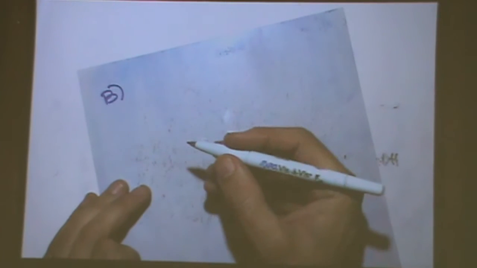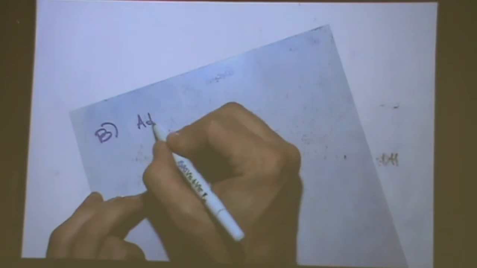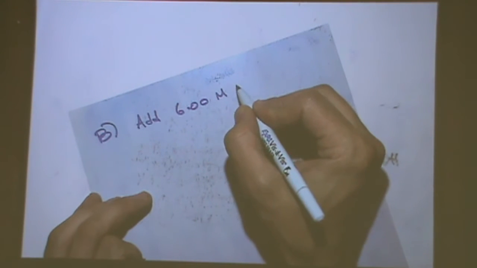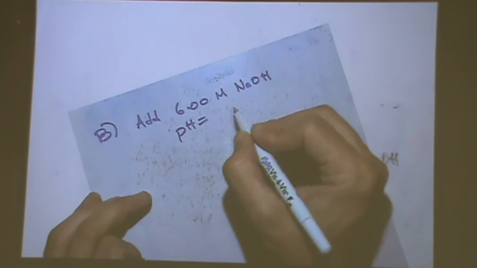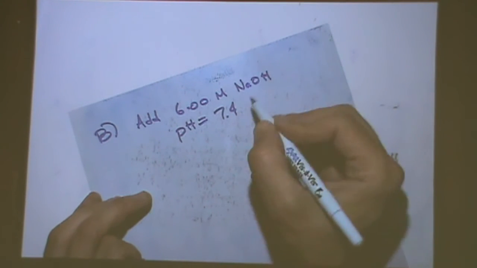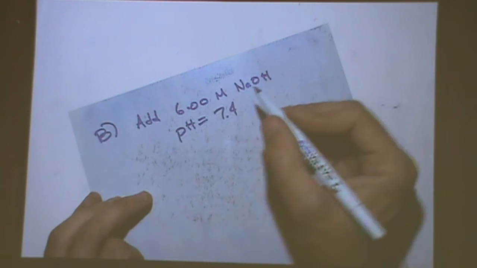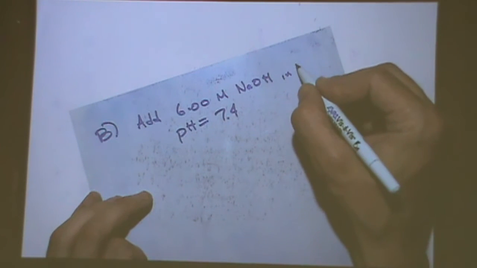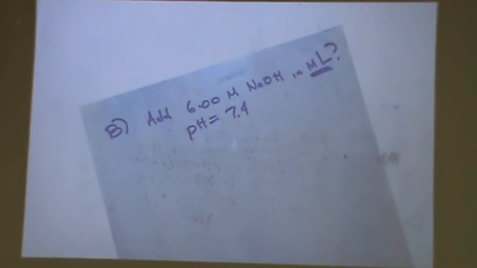Okay, part B. In this part, determine the amount. So we want to add something and make the pH equal to 7.4. What I want to know is how much I'm adding of this, how much in milliliters am I adding of this thing? Okay, so how do you do this?